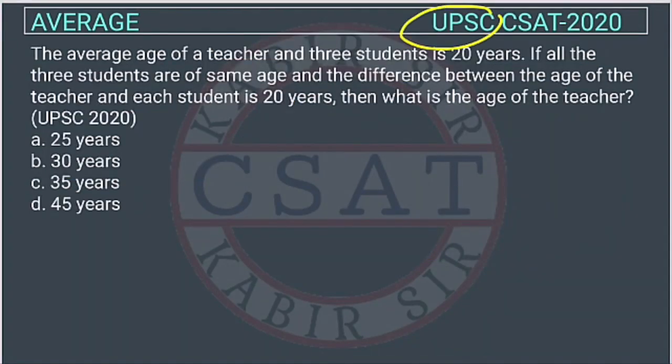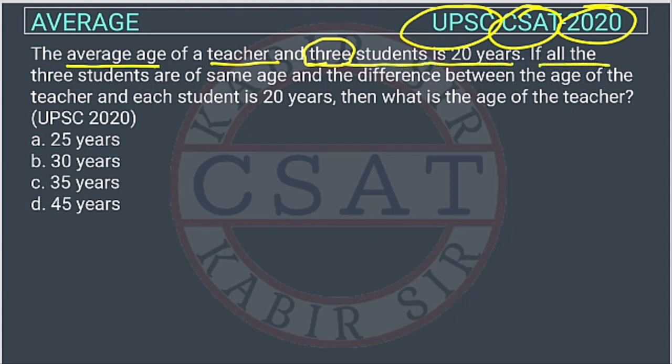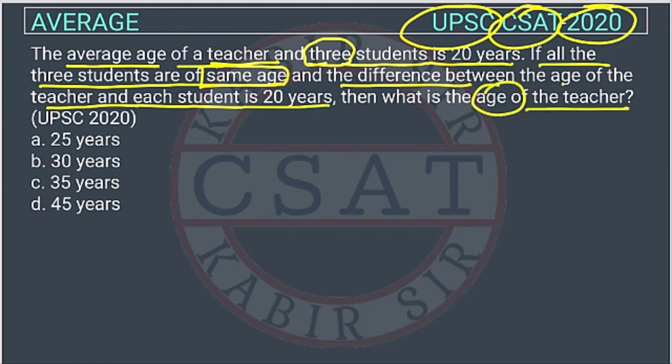So this is a question asked in UPSC CSAT 2020 exam, right? The average age of a teacher and three students is 20 years, right? If all the three students are of the same age, and the difference between the age of the teacher and each student is 20 years, then what is the age of the teacher?